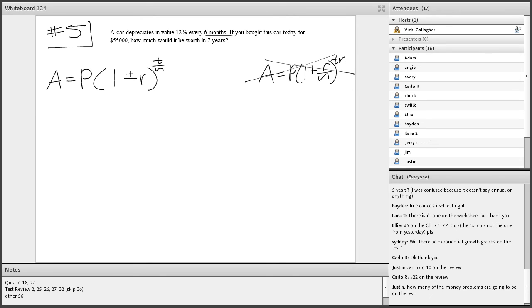All right, so we have a starting value of $55,000. Because it's depreciating, it's getting smaller, it's decreasing, so we're going to use the subtraction version for this one. And 12% we'll rewrite as 0.12. Then the thing that gets a little bit tricky with this one is that my t and my n are in different units. My t is 7 years and my n is 6 months, and that's not okay. These both need to be written as the same units, either both years or both months.